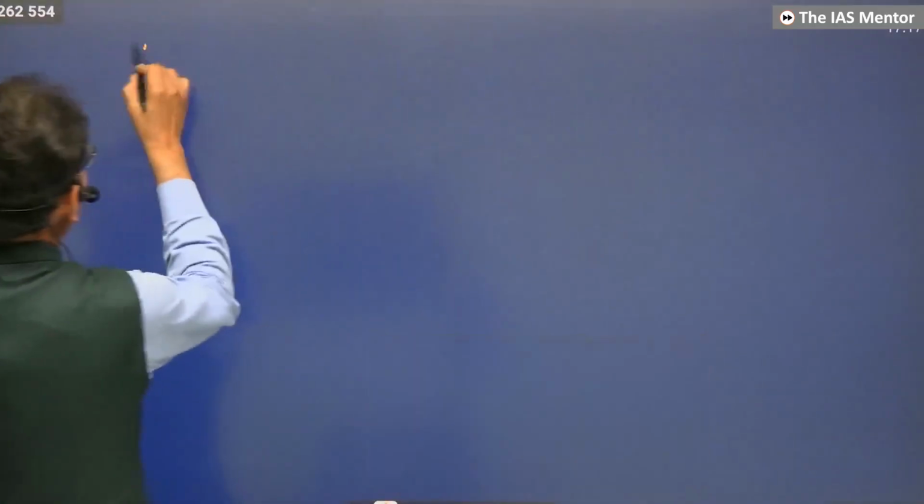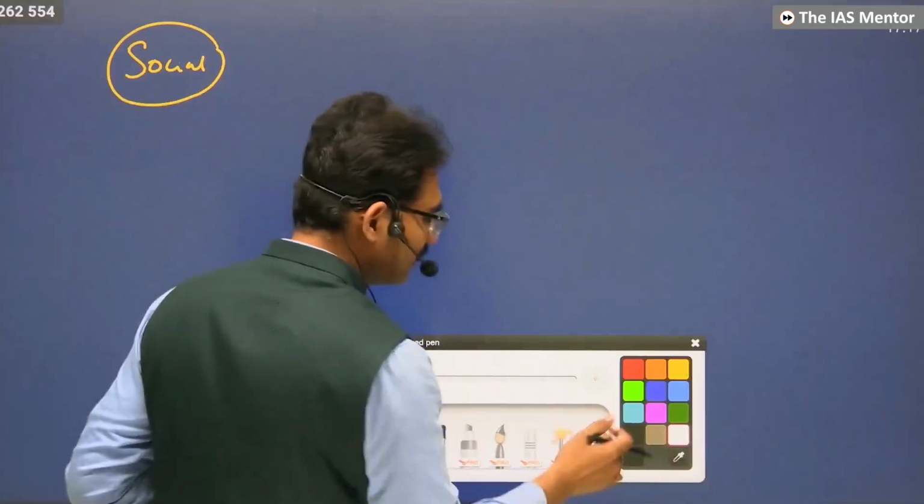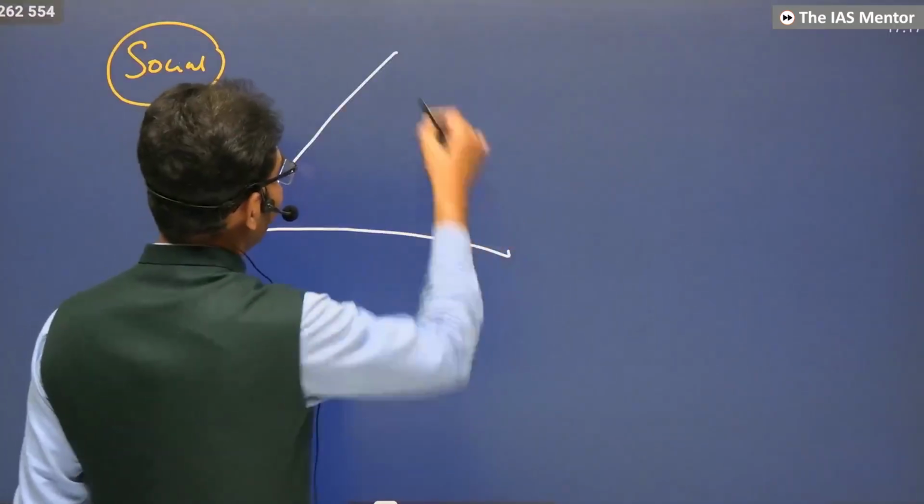Political, religious, we have seen. Next, society. What kind of society? One of the components in the causes is this. The French society is divided like this.